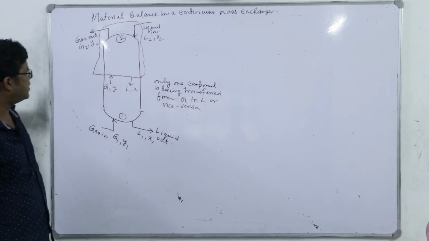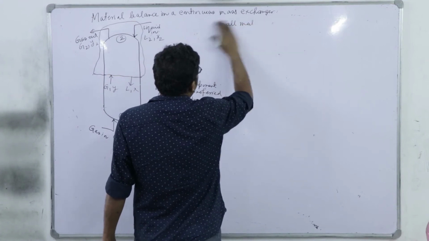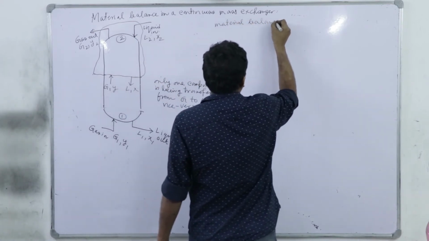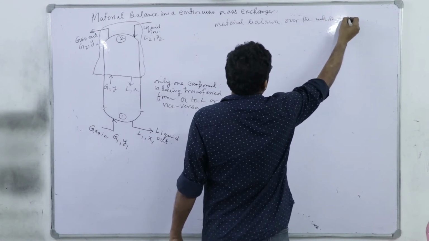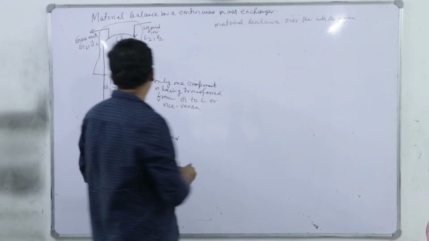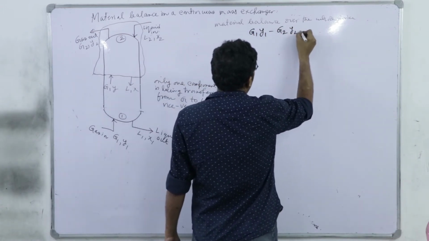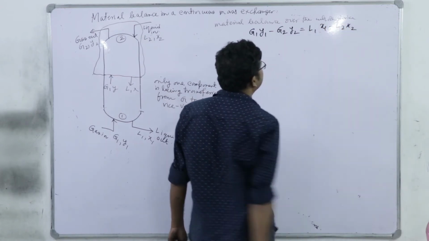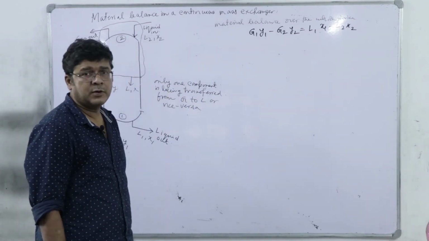So, if I write the material balance over the whole device, what will I write? G1 Y1 minus G2 Y2 is equal to L1 X1 minus L2 X2, right. And this is a balance equation simply, no one is variable.